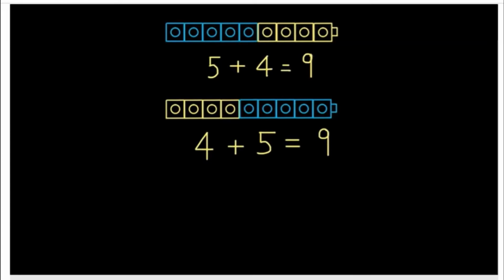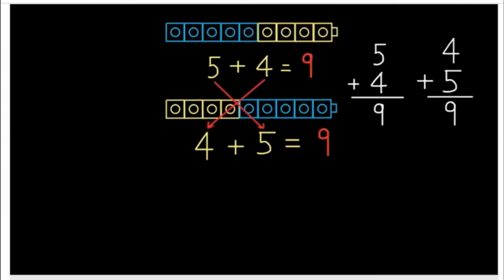5 plus 4 equals 9, and 4 plus 5 equals 9 are both called equations. An equation is a statement that uses an equal sign to show that both sides are the same. Also notice that you can change the order of the add-ins. It really doesn't matter. You'll get the same sum. You can also write these facts this way. I've learned some really cool math facts. I feel so much smarter.